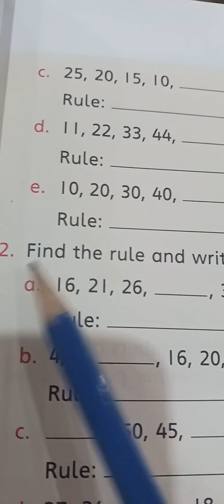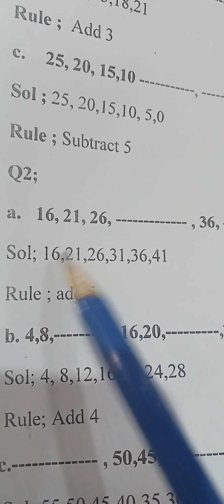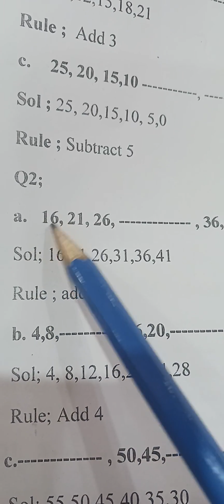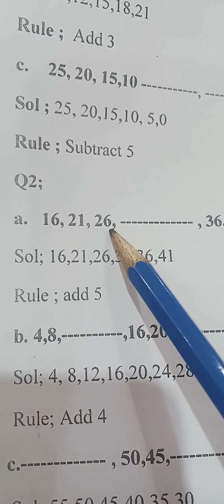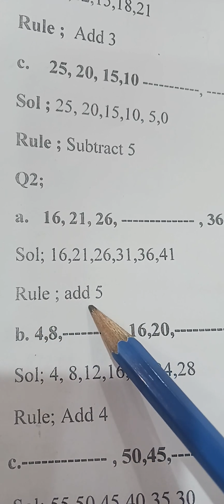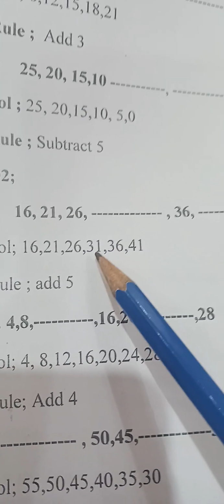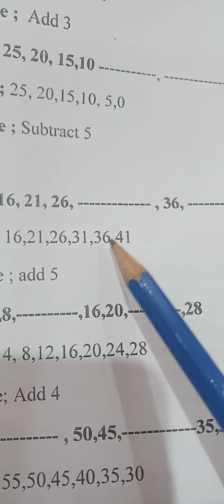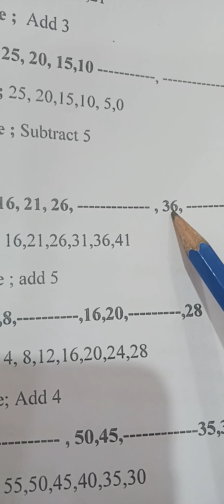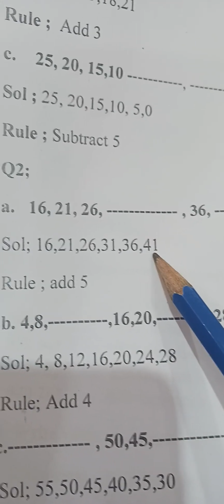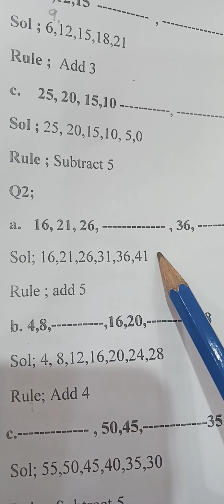Now this is question 2, find the rule and write the missing number. In part A, we see that this is 16, 21, 26, so there is a gap of 5. So it means the rule is add 5. So add 5 in 26, we will get 31. Then again if we add 5 in 31, we will get 36, which is already given. So again add 5 in 36, we will get 41. So the rule is add 5 and this is your pattern.